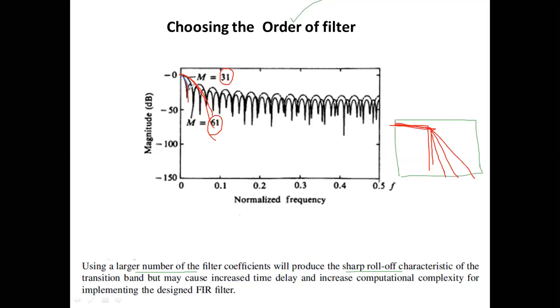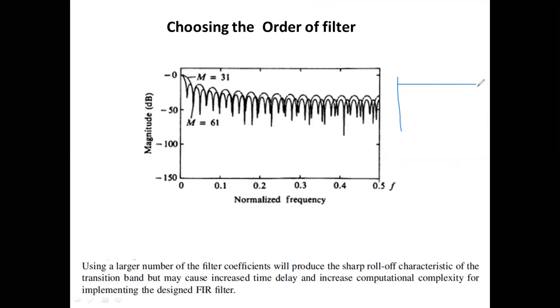A 61 order filter decays much faster. That means, let me just take this particular thing. Say you implemented a filter, and say here was your cutoff frequency.